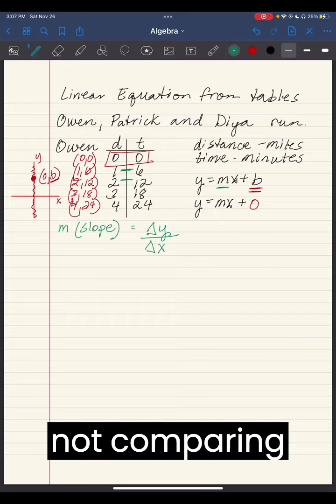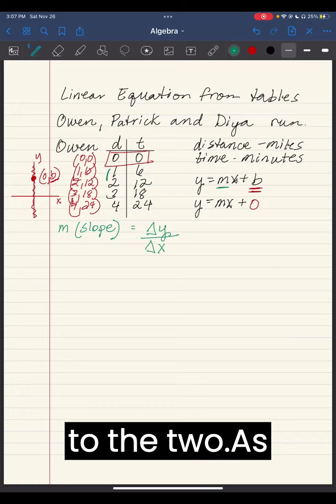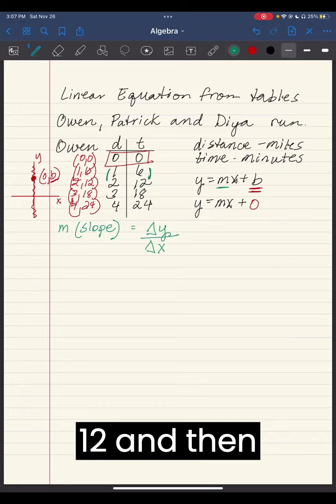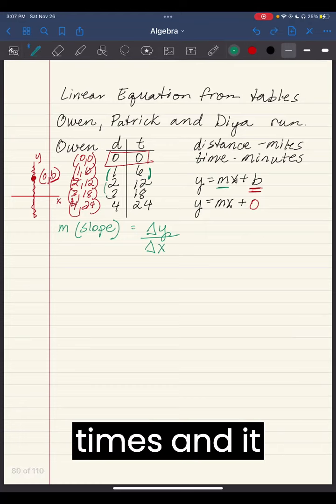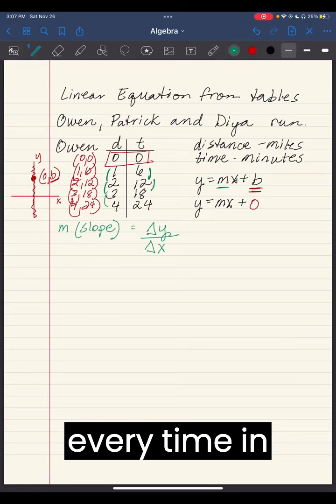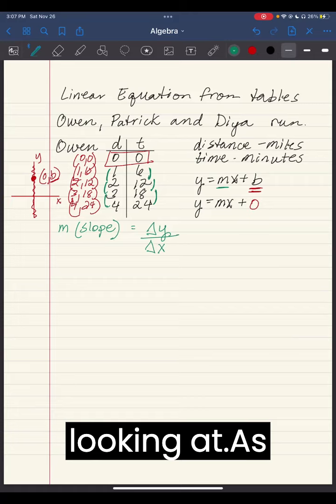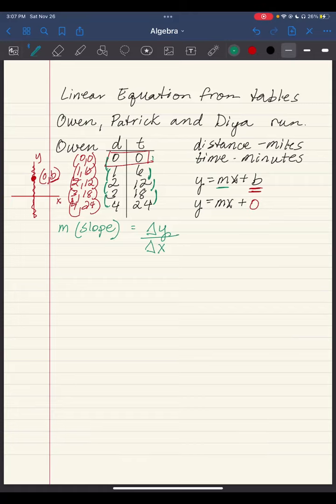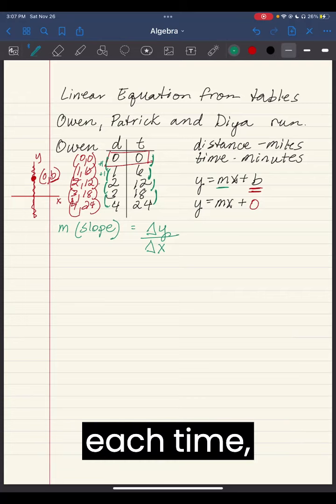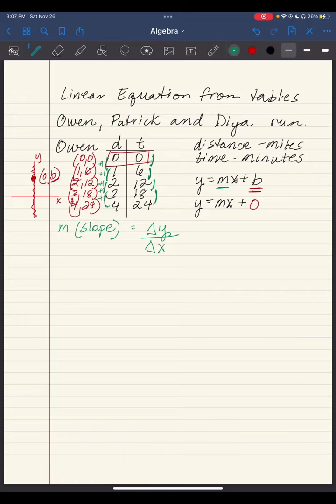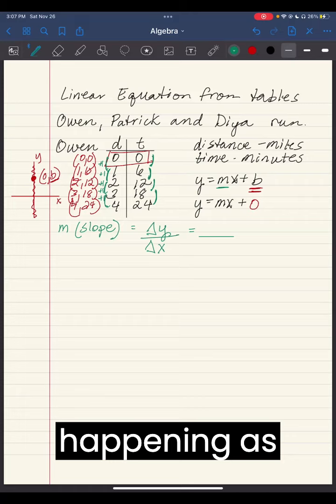It's not necessarily comparing the 6 to the 1 and the 12 to the 2. Instead, it's comparing the 1 to the 2 as we compare the 6 to the 12, and then we keep doing that. We could do that multiple times, and it would be the same comparison every time in the end. So this is kind of what we're looking at. As we go down this distance column, what's happening? We can see, hopefully, that you're adding 1 each time. That is what's happening as you go from point to point.